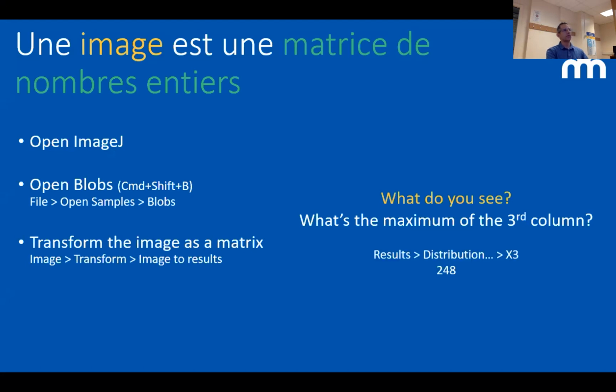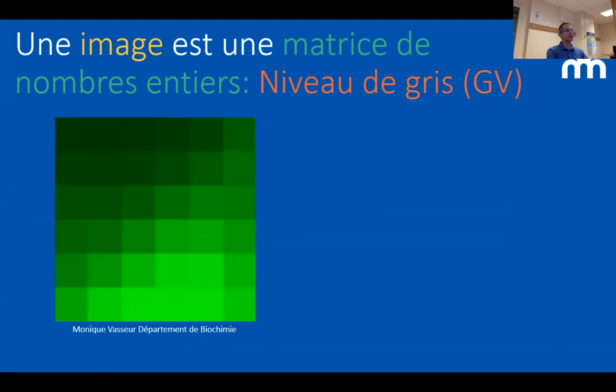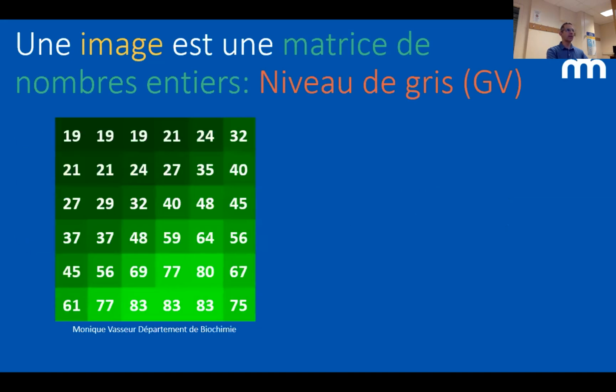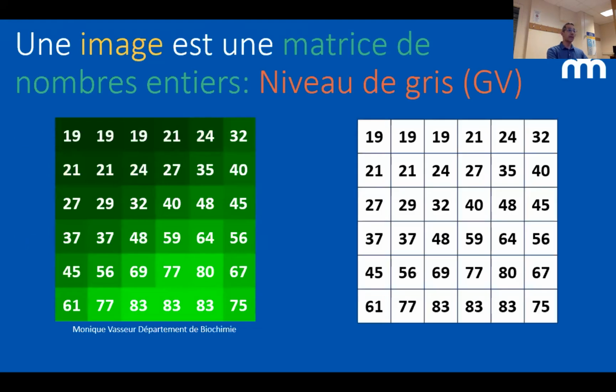So the result using distribution of X3 is 248. And the conclusion of that is that you have an image that is a matrix of points. You can visualize the intensity by looking at the numbers. And this is really like a table, like an Excel spreadsheet.